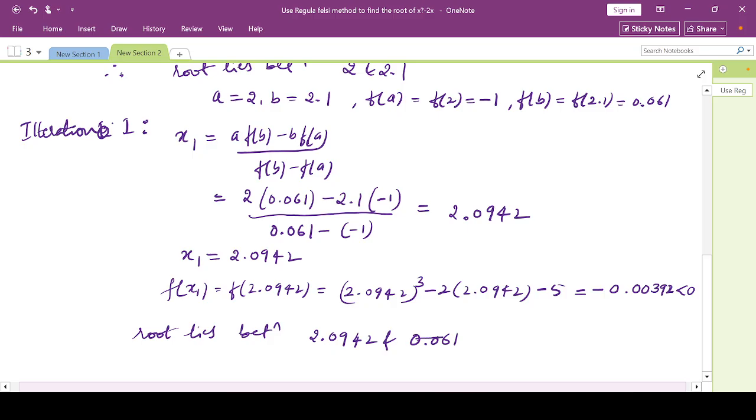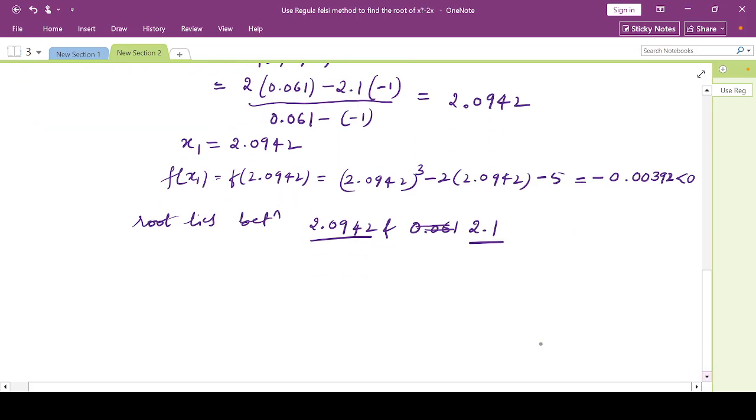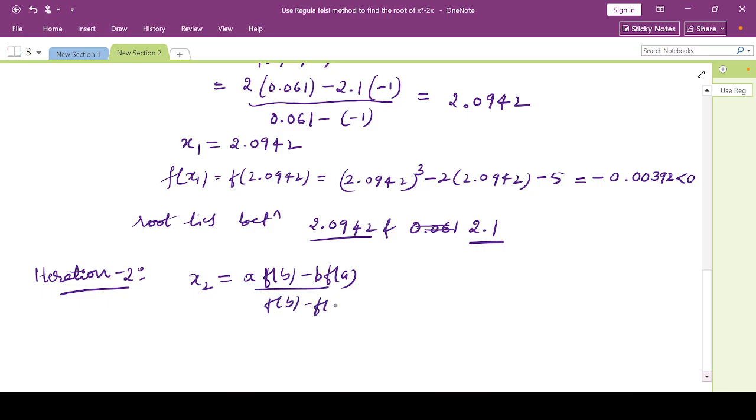You can write this is 2.1. For 2.1 which is positive, for 2.0942 which is negative. Therefore, root lies between 2.0942 and 2.1. We'll go for second iteration. Iteration 2. In iteration 2 again we'll write x2 is equal to a into f of b minus b into f of a divided by f of b minus f of a.